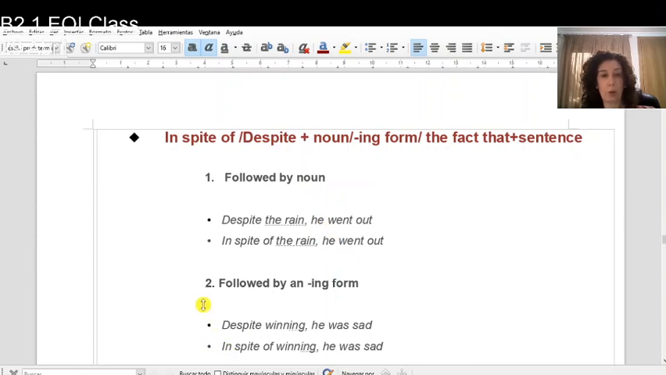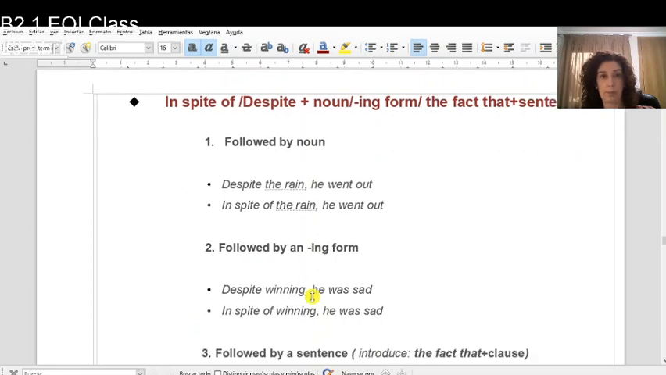Number two, the second option. It can be followed by a gerund. For example, despite winning, he was sad. What a contrast, ¿no? Qué contraste, ¿no? Despite winning, a pesar de haber ganado, estaba triste. Or, in spite of winning, he was sad. Then, it can be followed by a gerund.